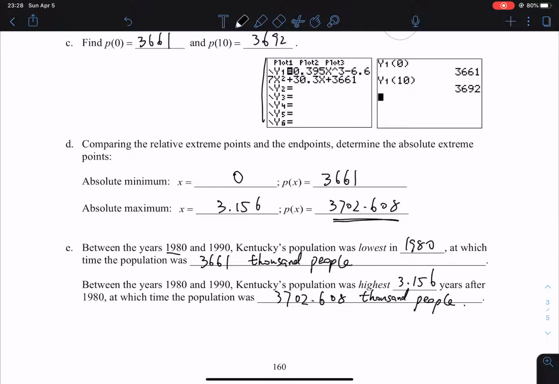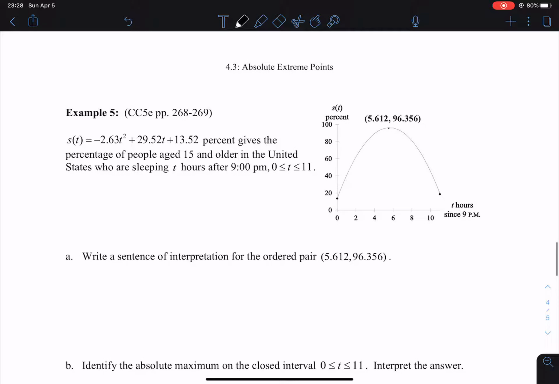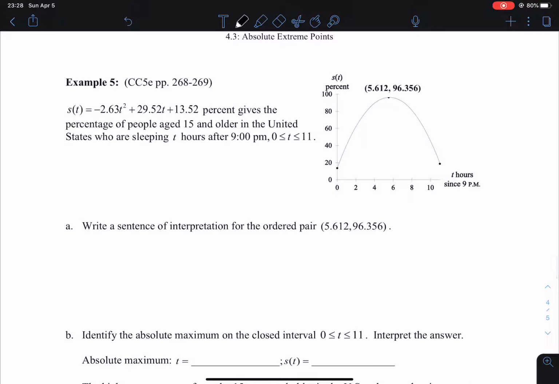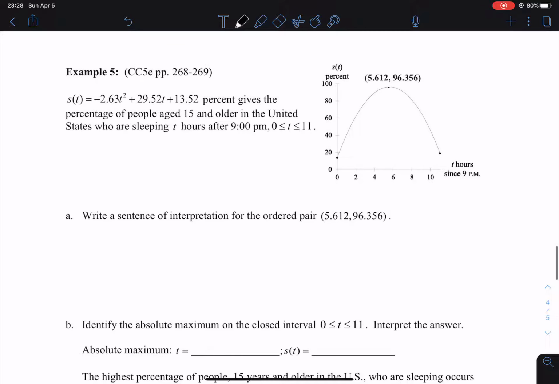Then we are done. Let's try one more example, Example 5. The first question: write a sentence of interpretation for the ordered pair. So this is the normal one. It's not tricky.